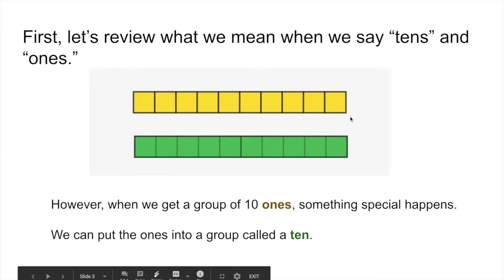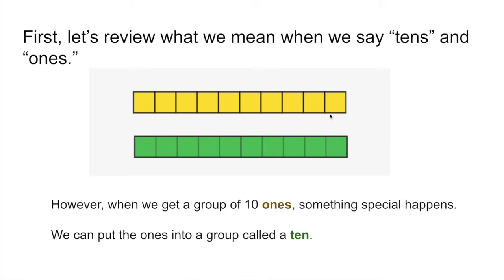However, when we take the ones and we have 10 of them, something special happens. You can squash them together and make a group of 10. These have the same amount: 1, 2, 3, 4, 5, 6, 7, 8, 9, 10, and 1, 2, 3, 4, 5, 6, 7, 8, 9, 10. So when you get 10 ones, you squish them together and make a group of 10.